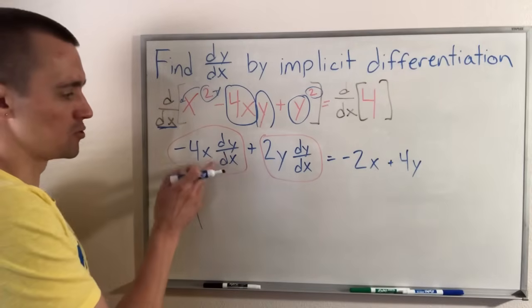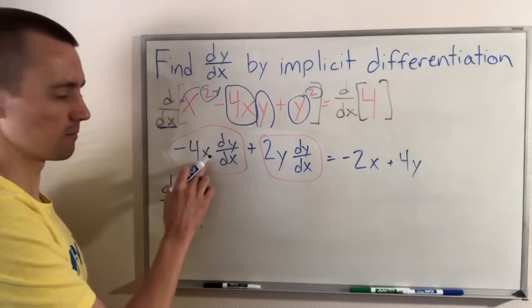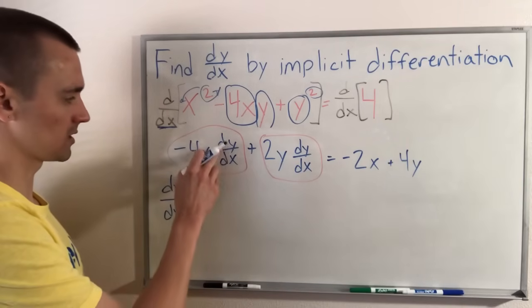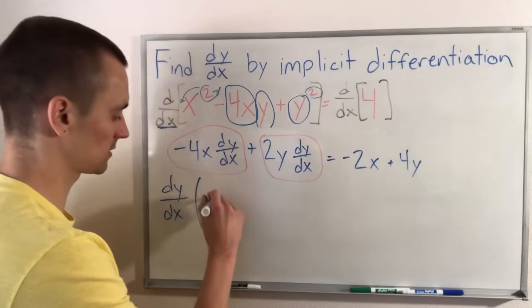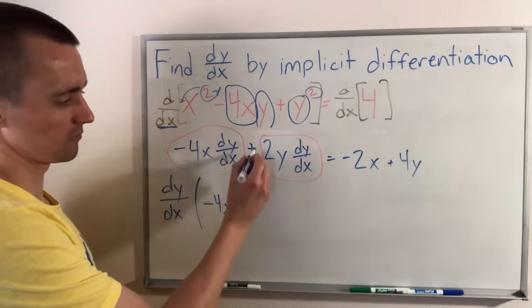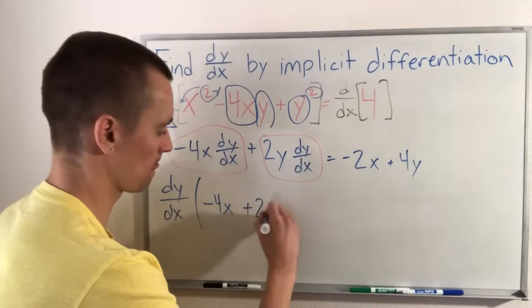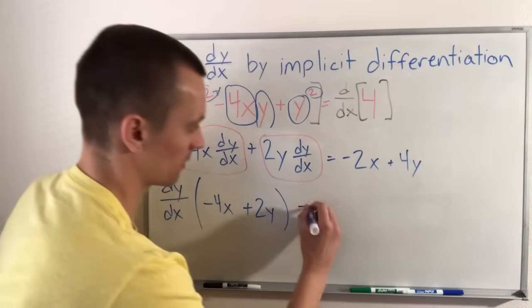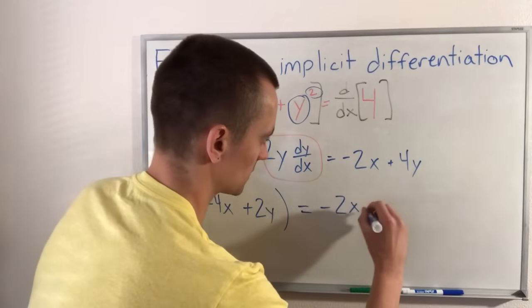And then you want to think about if you pulled the dy dx out of this term, what would be left? So if we took the dy dx out, we would just have negative 4x. And if we took the dy dx out of this term, we would just have plus 2y. And then this side is going to still be the same.